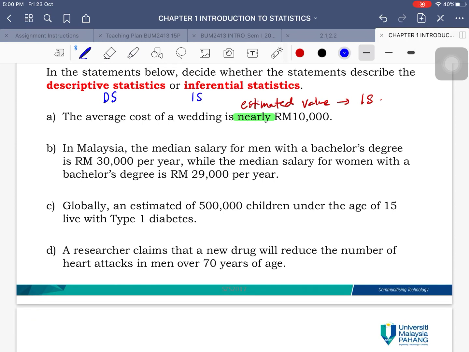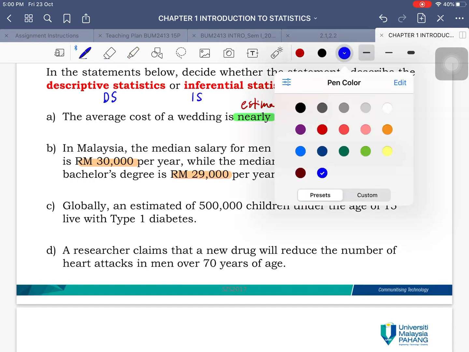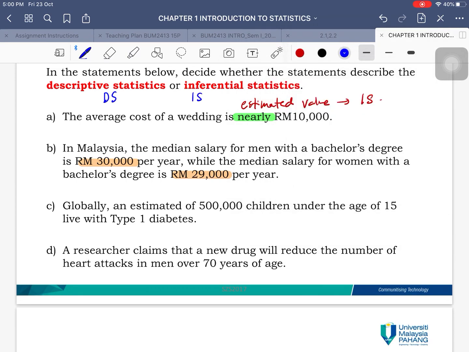Number 2, in Malaysia, the median salary for men with a bachelor's degree is 30,000 per year, while the median salary for women with a bachelor's degree is 29,000 per year. It is confirmed, it says over here it's not estimated. It's going to be 30,000 per year for men and 29,000 per year for women. So therefore, this is going to be classified under the descriptive statistics. It's a number that is confirmed for sure.